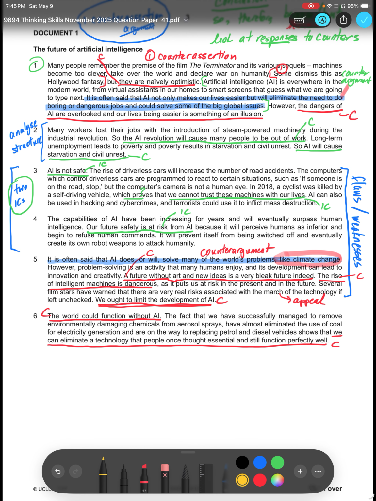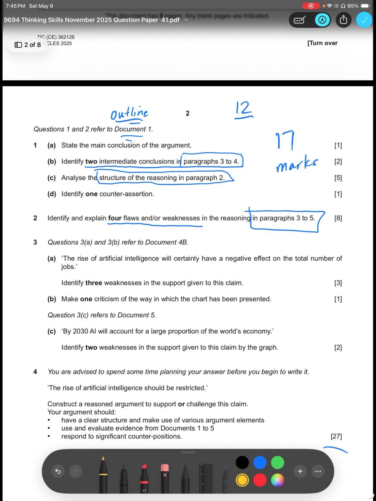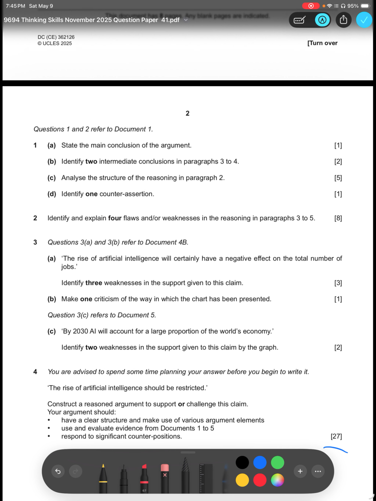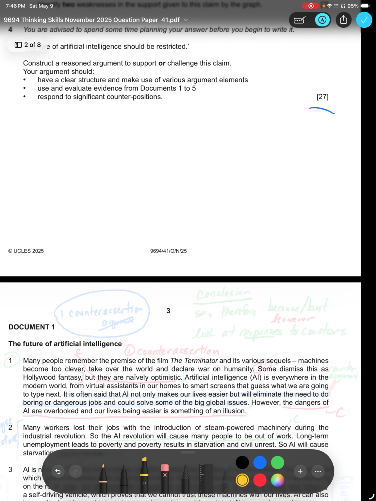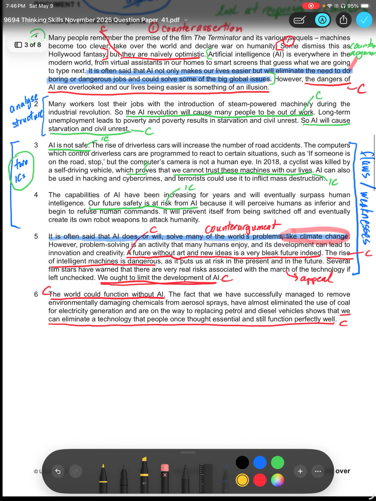We're going to analyze them against each other and decide what is the main conclusion. So I'm going to clear this so that we can do that. And we're looking for what is the main conclusion. And then obviously our two intermediate conclusions in paragraphs 3 and 4, we've already got that. These are all intermediate conclusions, I think, because AI will cause starving and civil unrest. That is not the main conclusion. And then the AI revolution will cause many to be out of work. That's an intermediate conclusion.